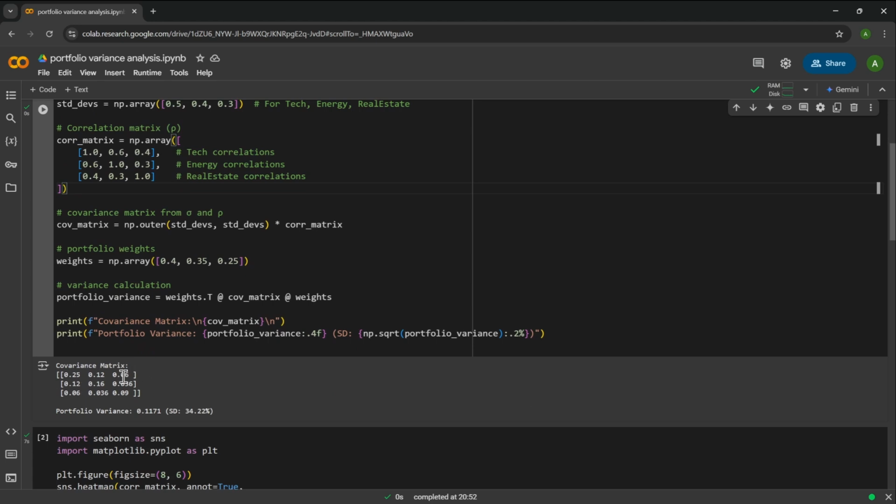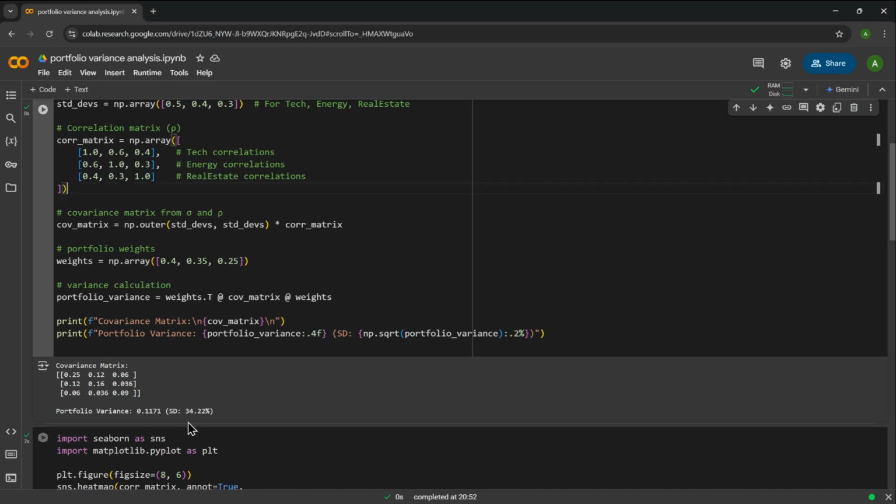And then 0.12, 0.06, and 0.036. These are the covariances between any two given pairs of the assets. And since all the covariances in the matrix are positive, it indicates that the assets are somewhat positively correlated. As in, if asset one moves up, asset two and asset three are also moving up. So they tend to move in the same direction, right?